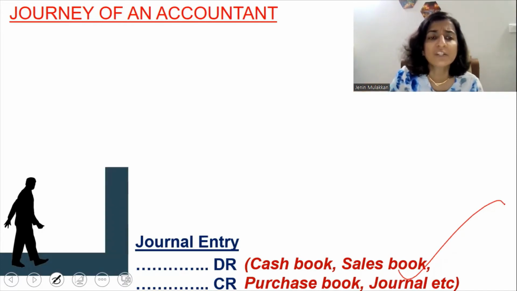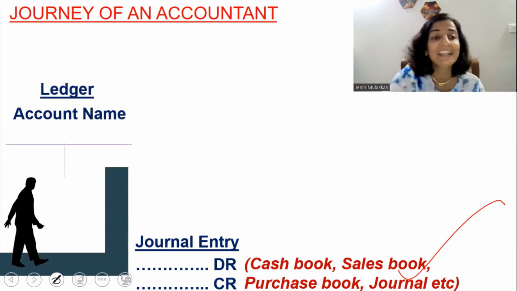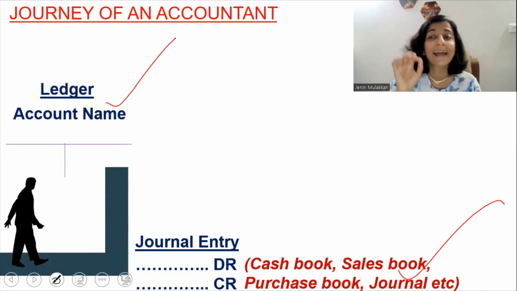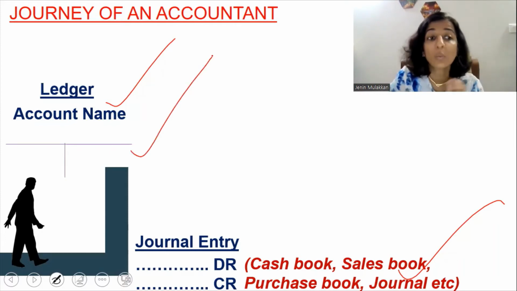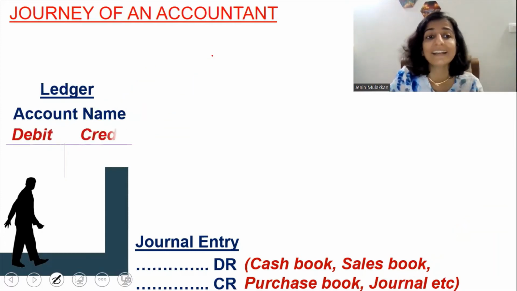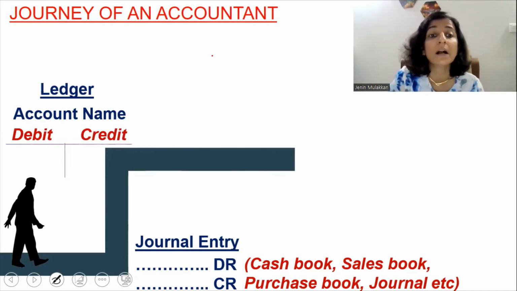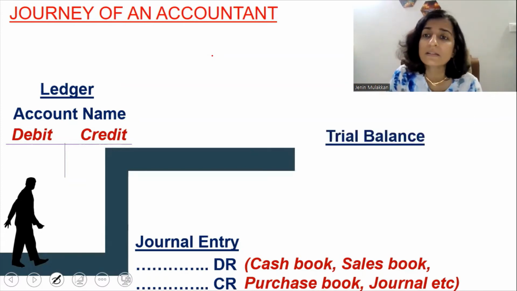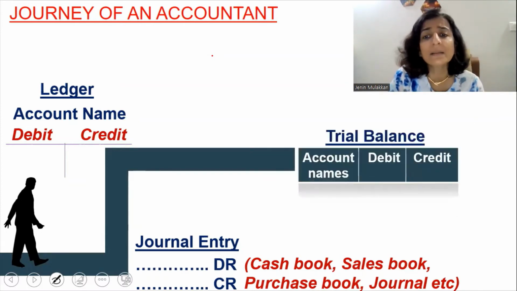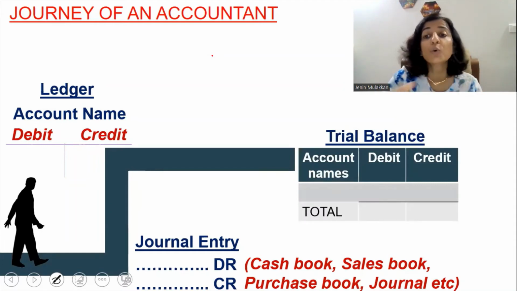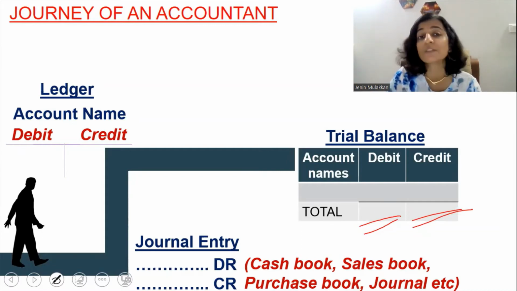And what is the next step? The journal entries get posted in the ledger, and in the ledger, different accounts will be opened, and an account is always T-shaped with the debit transactions recorded on the left side and the credit transactions recorded on the right side. And what is the next step? The accountant further extracts the trial balance. What is the trial balance? The trial balance is nothing but a list of all the accounts, and it is grouped as debit balances and credit balances, and finally the total is extracted. And definitely the total of debits will always be equal to the total of credits, because for every transaction, there is a debit and a credit aspect.